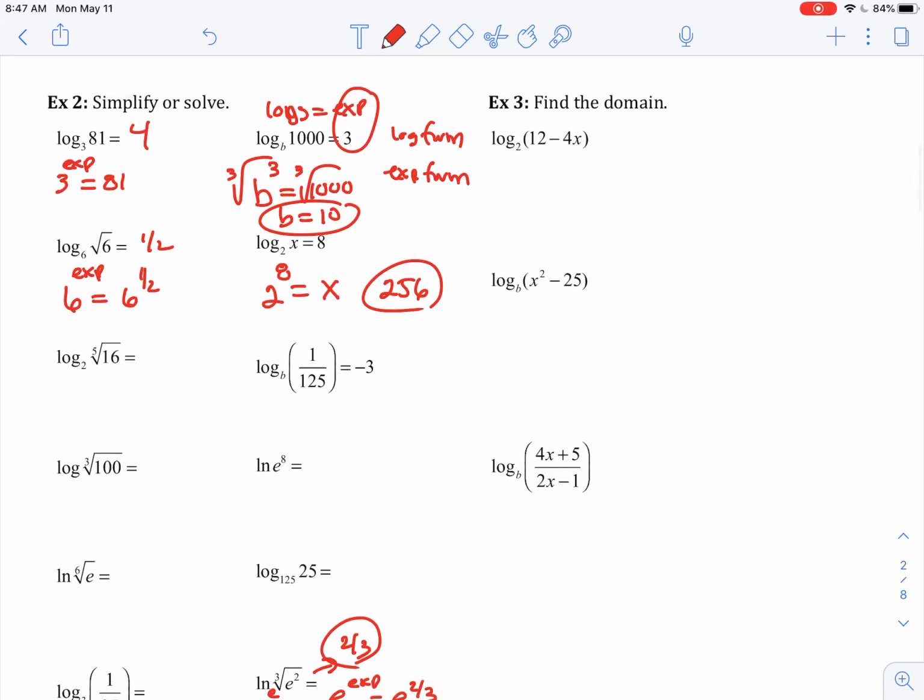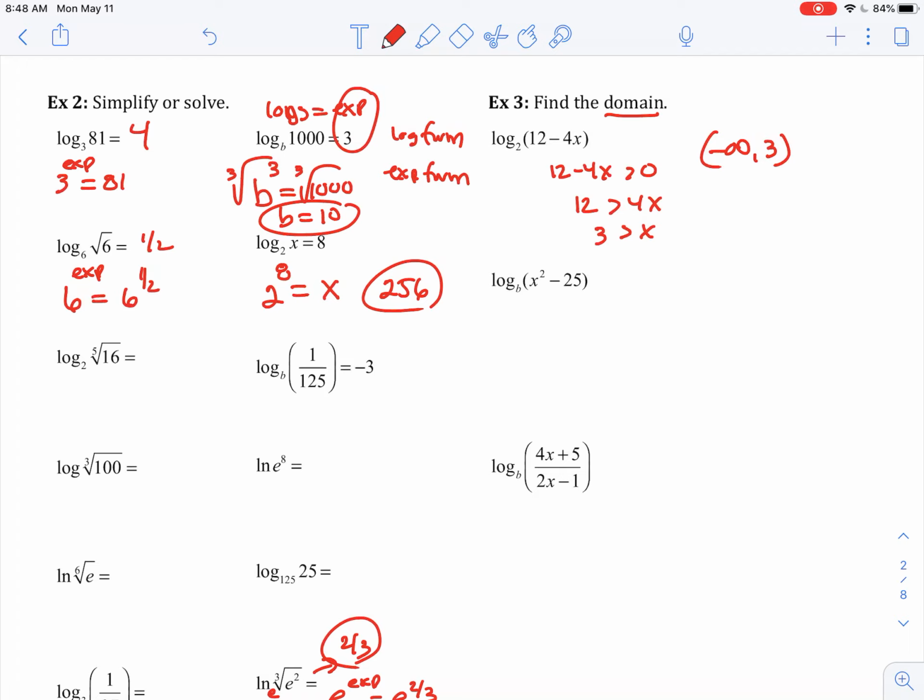And one last thing with our domain. Recall with logs, we have a restrictive domain. We can only take logs of positive quantities. We cannot take logs of 0, and we cannot take logs of negative numbers. So if we just look at the first one, we know that the quantity of 12 minus 4x has got to be greater than 0, or that 4x has to be less than 12, or x has to be less than 3. So our domain would be from negative infinity to 3.